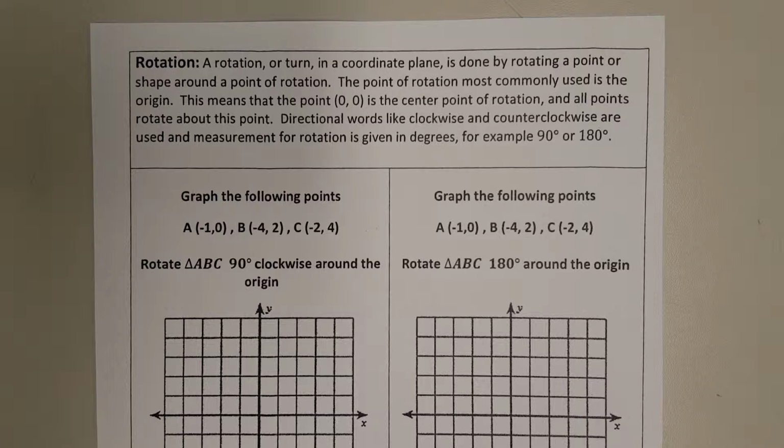Directional words like clockwise and counterclockwise are used, and measurement for rotation is given in degrees. For example, 90 degrees or 180 degrees. We won't be doing degrees in 270 or 360 because that is not in our standard.